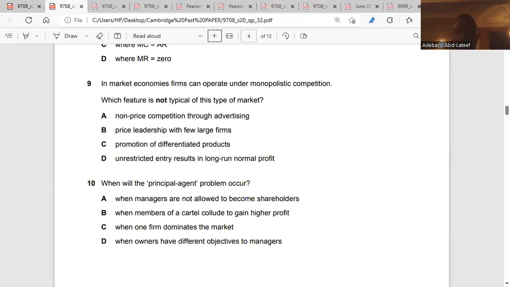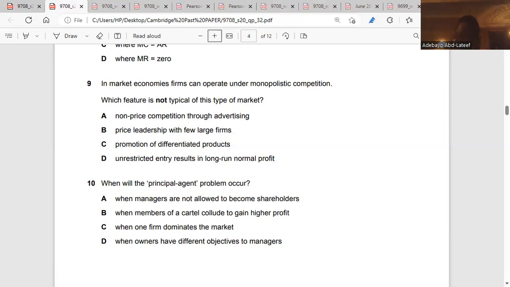Option 2, price leadership with few large firms. There's no price leadership here. Do you know why? Because they are not producing the same product. They just seem to be like substitutes, but they are not perfect substitutes. So they won't have price leadership. But there will be promotion of differentiated products. They will promote their products because they look the same. They are not the same. We might see it as the same, but they are not the same. So they have to promote it.